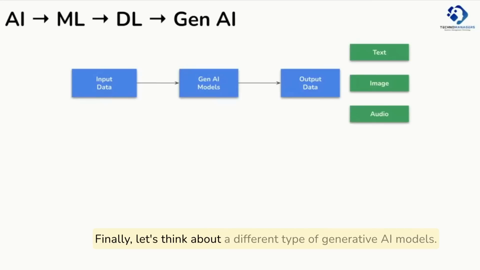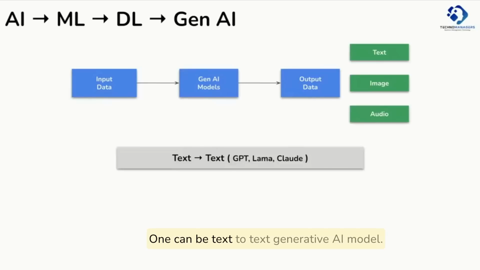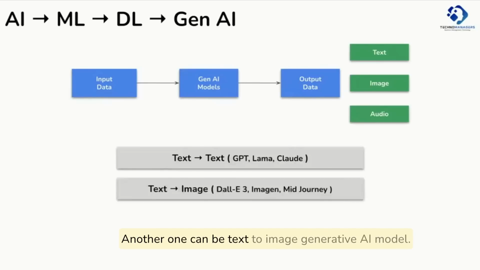Finally, let's think about the different types of generative AI models. One can be a text to text generative AI model. I hope everyone is using GPT, Llama, Claude. Another one can be a text to image generative AI model. For example, Midjourney. Likewise, there are different types of generative AI models that are available in the market. So this is how generative AI fits in the overall AI scheme of things.